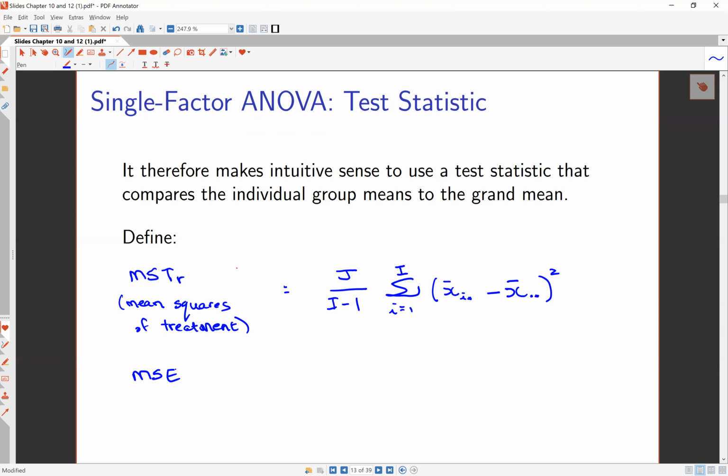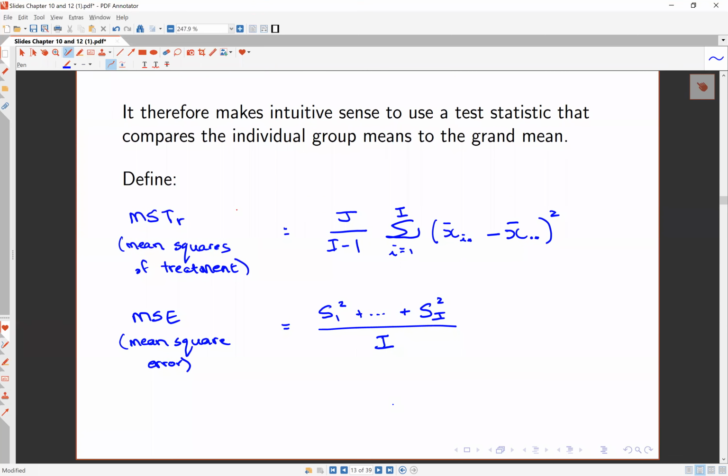Next, we have a quantity known as MSE, or mean square error, and this is just the average of the group variances. So you sum all the group-specific variances and divide by I, which finally allows us to calculate our test statistic. It's called an F statistic, and it's the ratio of MS treatment over MS error.